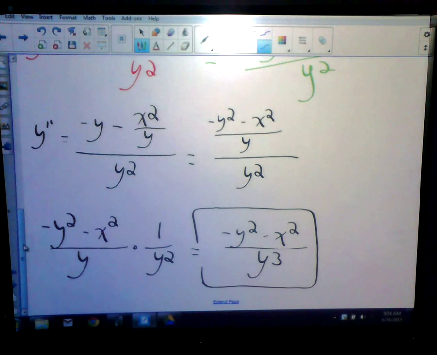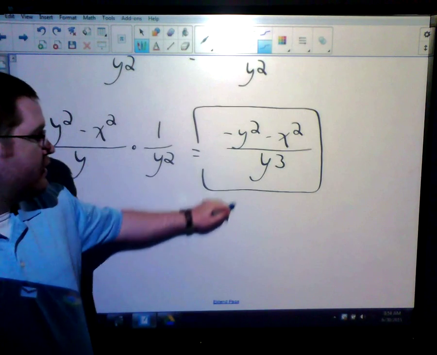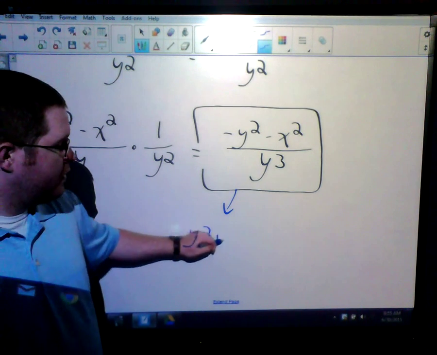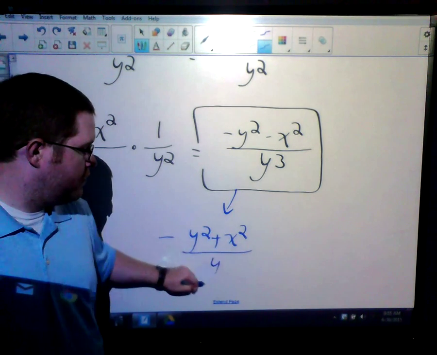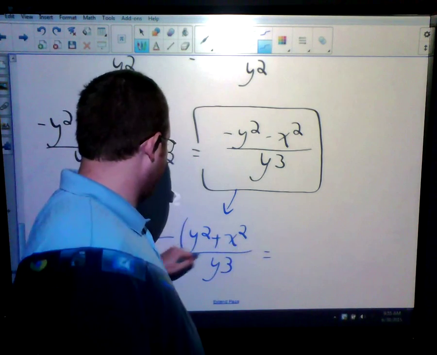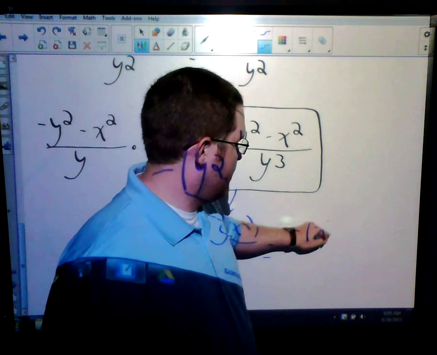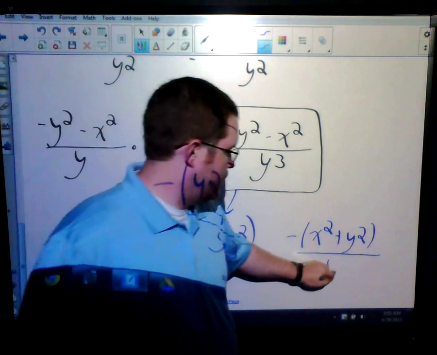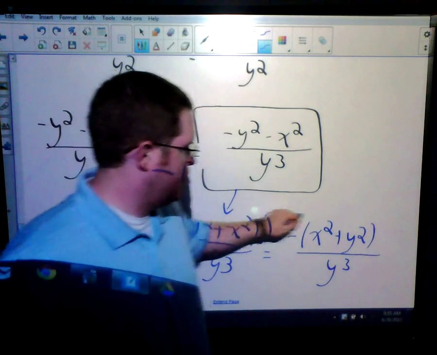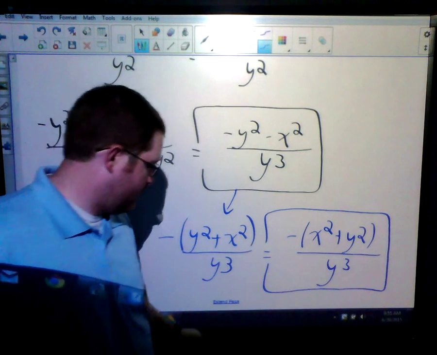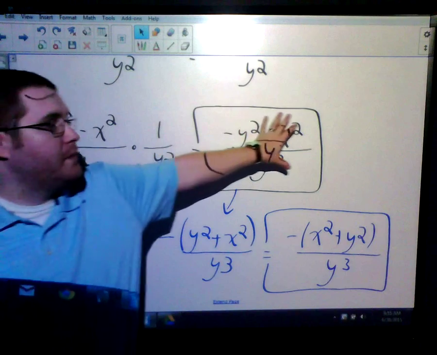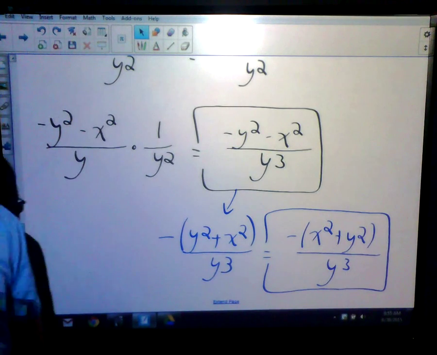Now if you want to make this a little bit prettier, you could pull the negative out and make it negative y squared plus x squared over y cubed. And if you really want to make that prettier, you can call it negative x squared plus y squared over y cubed. Any of those answers is fine. This answer is completely fine. It doesn't have a y prime in it.